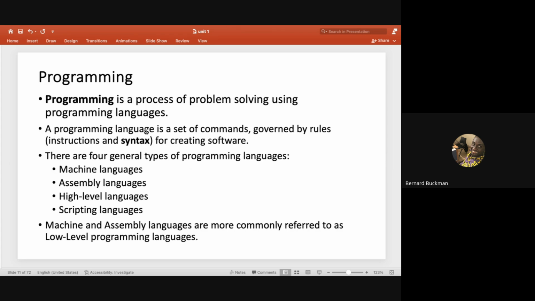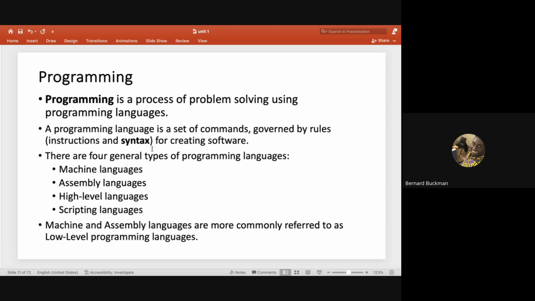Now one would ask, what is programming? Programming basically is problem solving that uses a programming language. So when we have a problem and we're solving it using a programming language, we call that programming. Programming involves the use of programming language instructions or commands. Those instructions are also called syntax. So usually you will hear me mention syntax. When I mention syntax, we are talking about programming language commands.